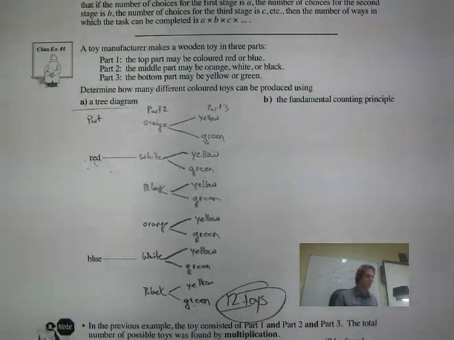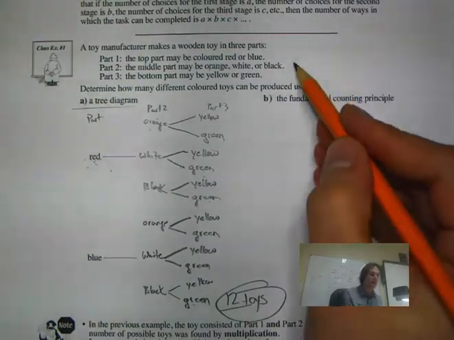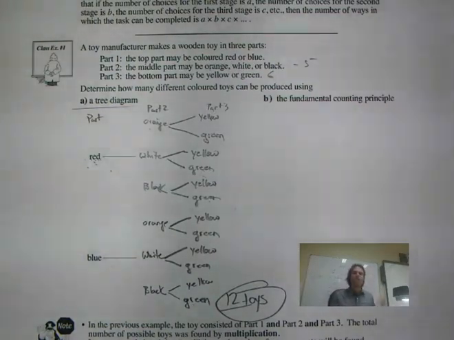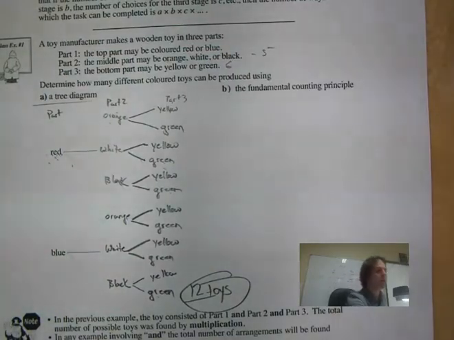And this could be very complicated. If I have, let's say, 5 colors here and 6 colors here, that'd be a huge tree diagram, hard to do. Well, there is an easier way. It's called the fundamental counting principle. And this is how we do this one.